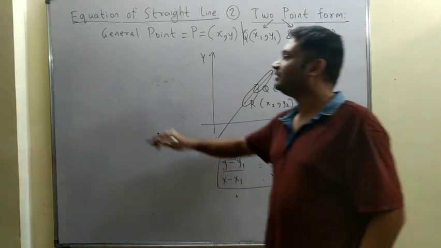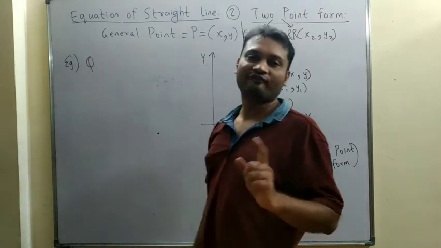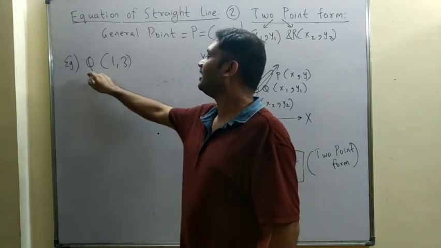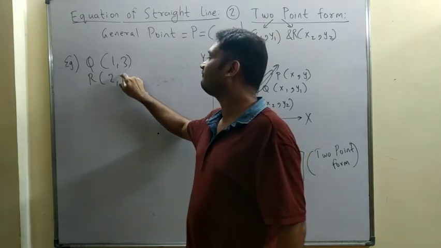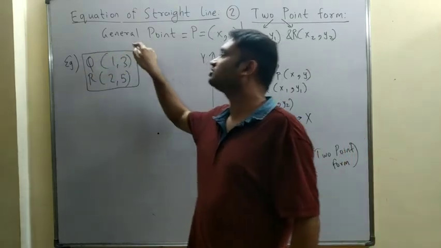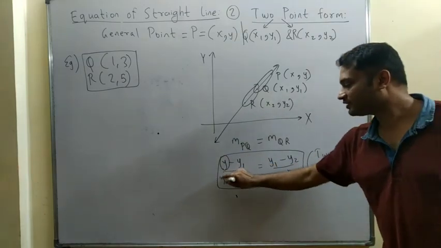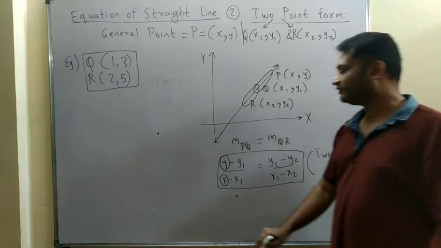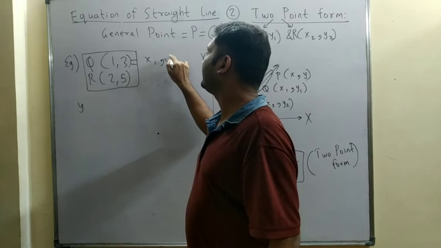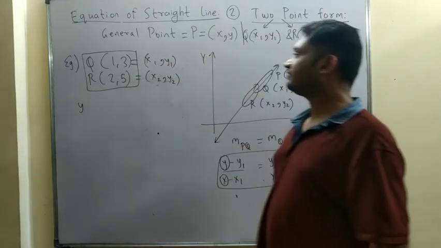Let us take an example. For example, if I want to find the equation of the line which passes through one point which is 1, 3 and another point which is, let us say, 2, 5. So what is the equation of the line which passes through these two points? So we will use this two-point form. x and y are general point parameters. So let us say this is x1, y1, and let us say this is x2, y2. So what is our equation?